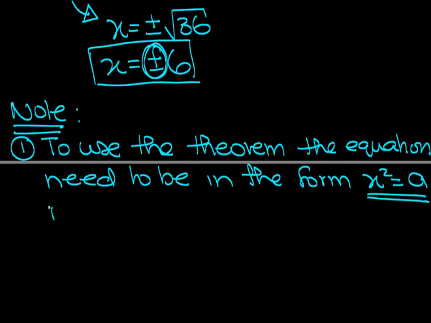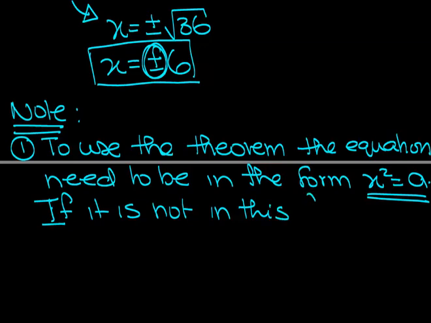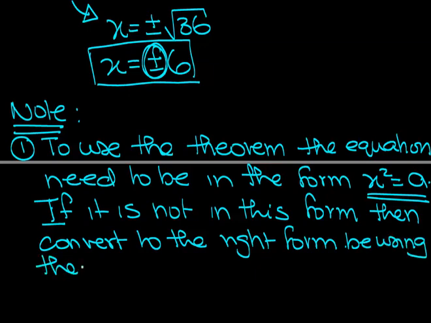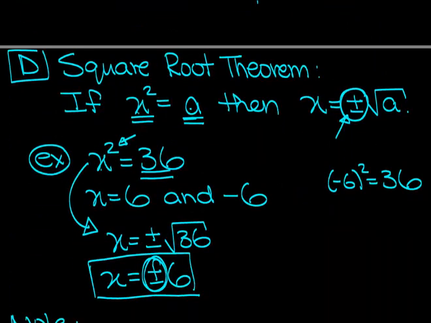Okay, if it is not in this form, then convert it to the right form before using the theorem. Okay, so this is an important note to remember, so you know exactly when to use it. Anytime you're solving a quadratic equation, degree 2, and you have a square and a number, you can use this theorem. And then don't forget the plus or minus.